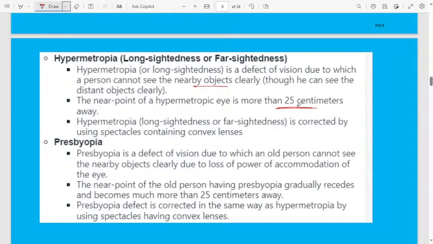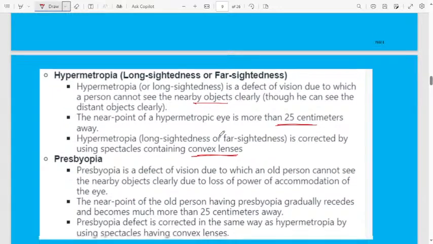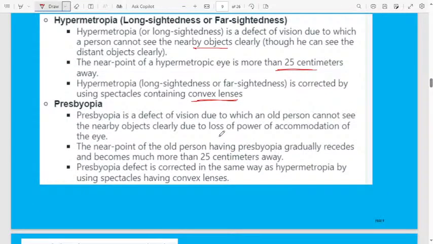Hypermetropia is corrected by using spectacles containing a convex lens. For the myopia defect, to correct it we will use a concave lens. For hypermetropia correction, we will use a convex lens. Keep in mind, remember that one.